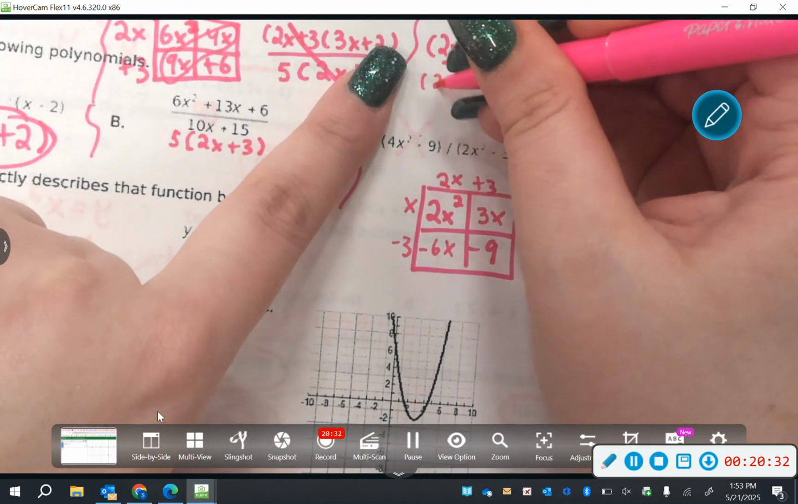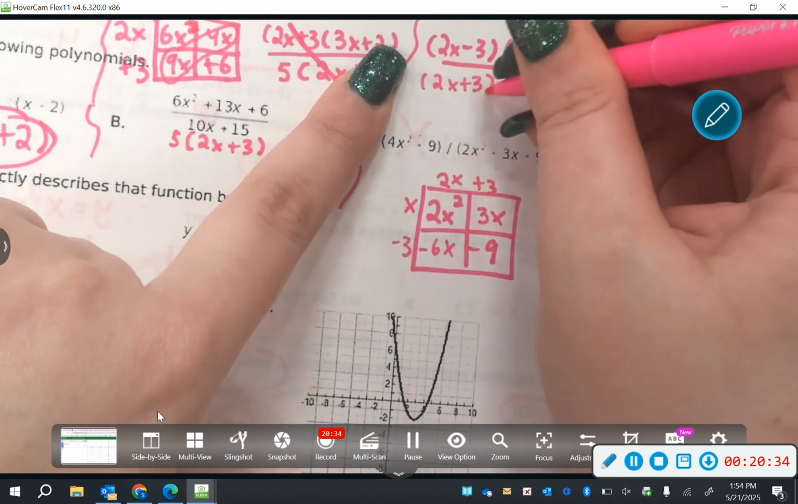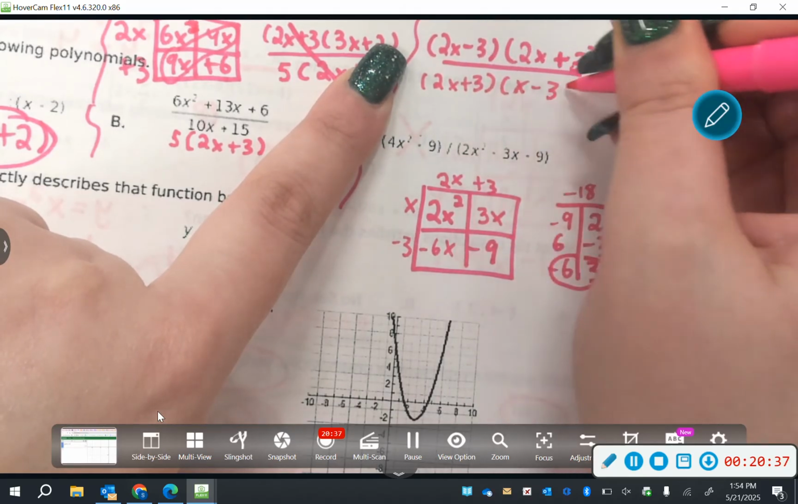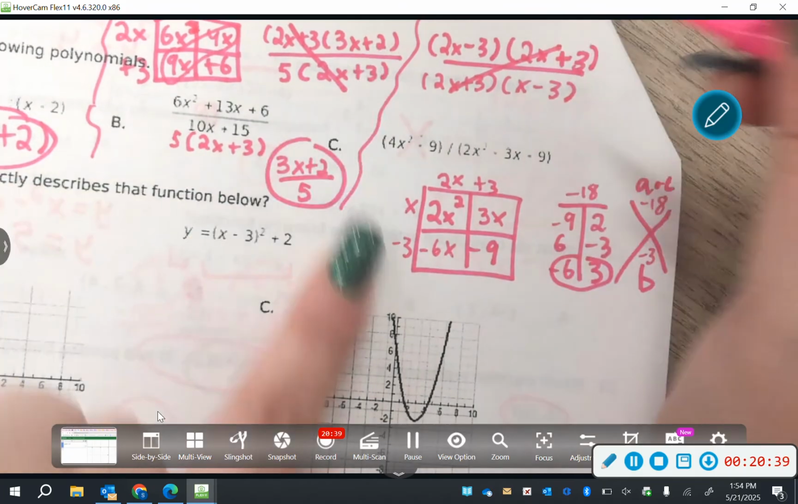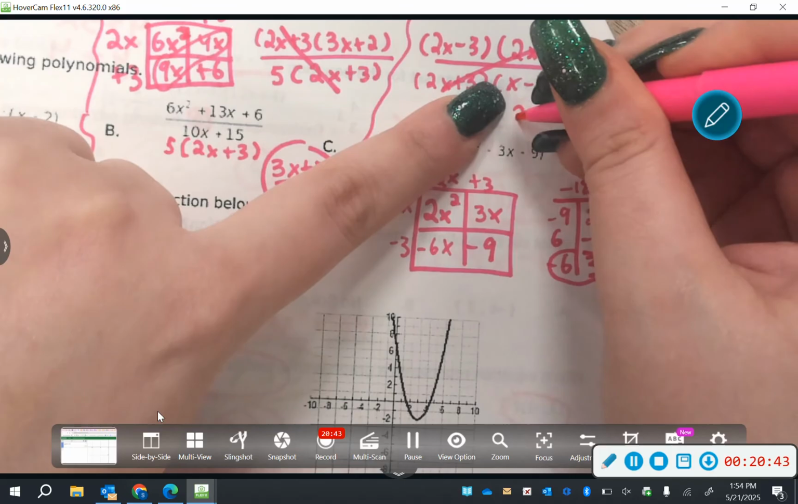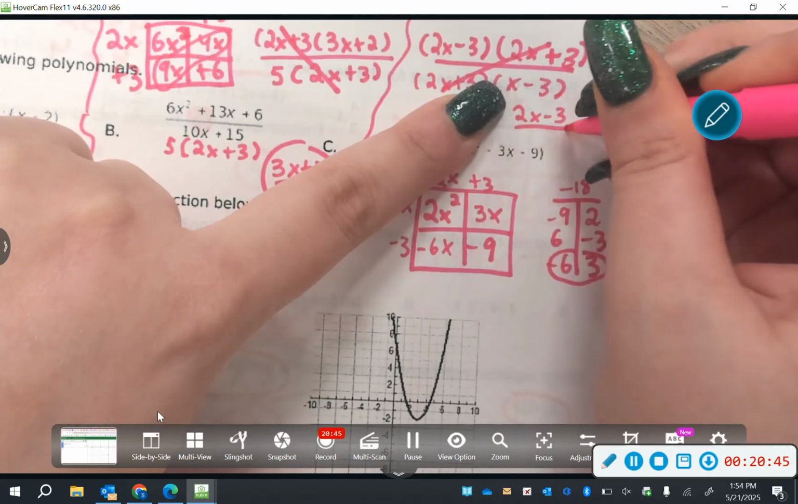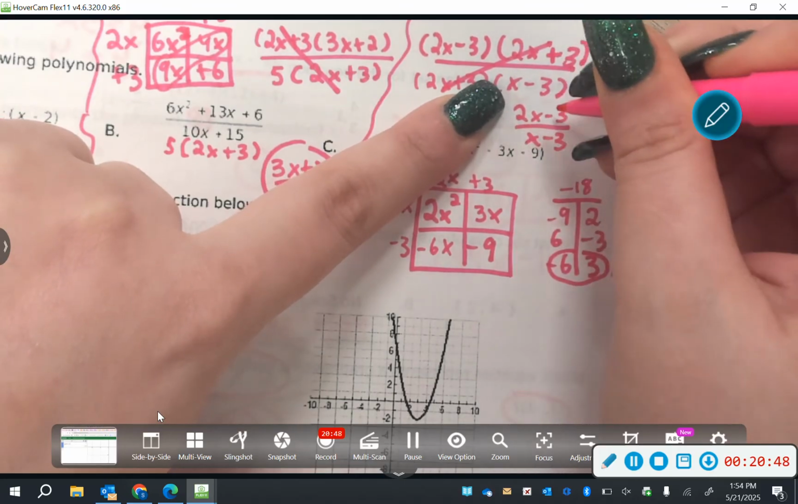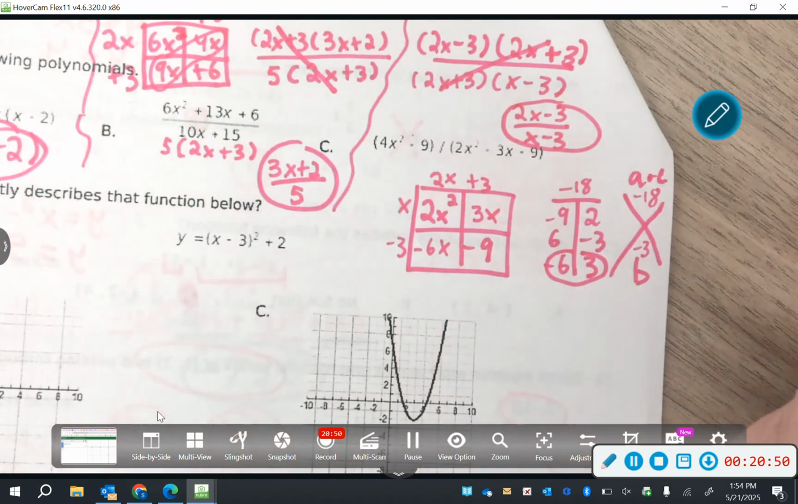So on the bottom, we're going to have our 2x plus 3 and our x minus 3. Cross out what they have in common. Our final answer is going to be, oh, I don't know if I can fit this in there, 2x minus 3 over x minus 3. I squeezed it.